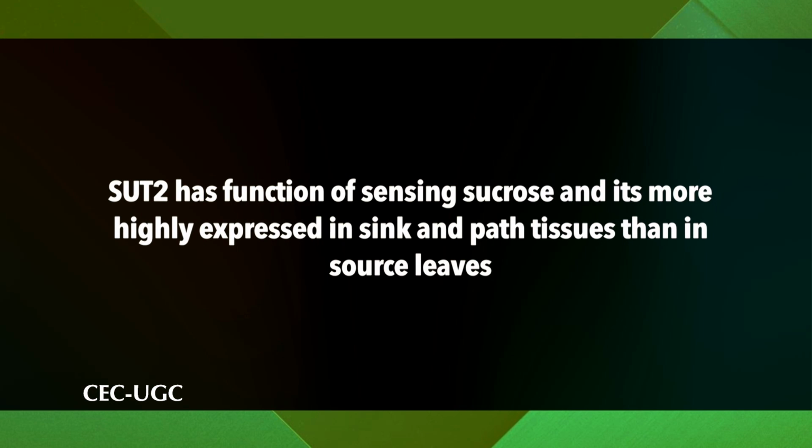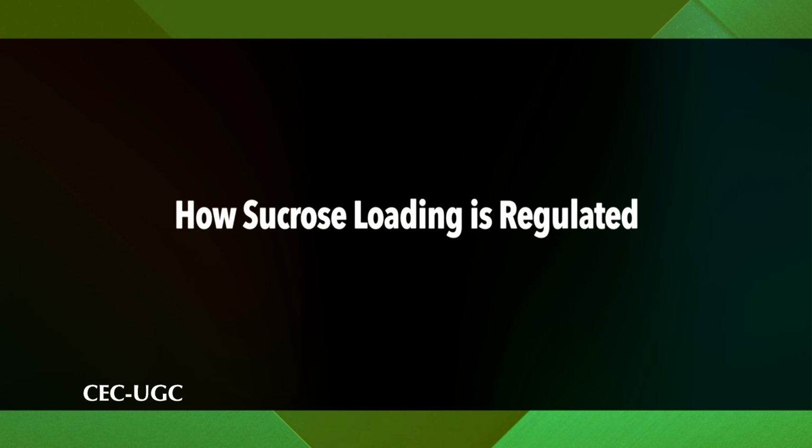SUT2 has the function of sensing sucrose and it is more highly expressed in sink and part tissues than in source leaves. This symporter has many structural similarities with the sugar sensors. SUC2 functions in the uptake of sucrose into the companion cells. Now let's have a look at how sucrose loading is regulated.